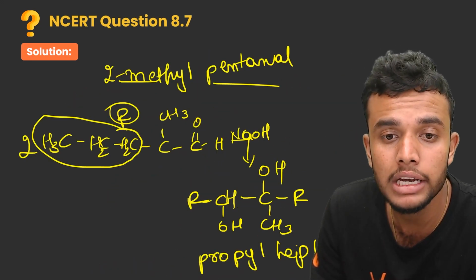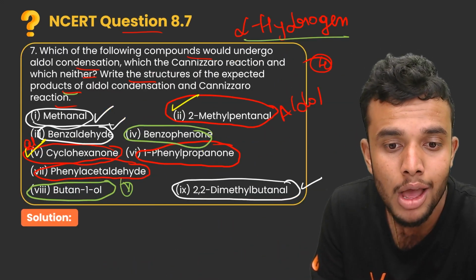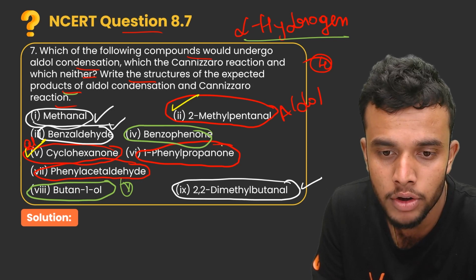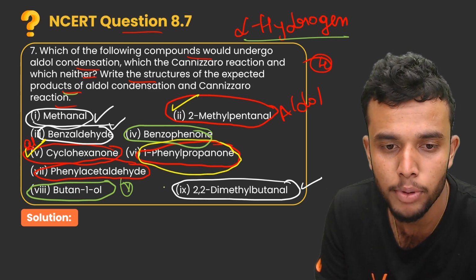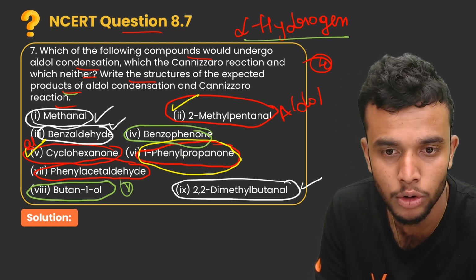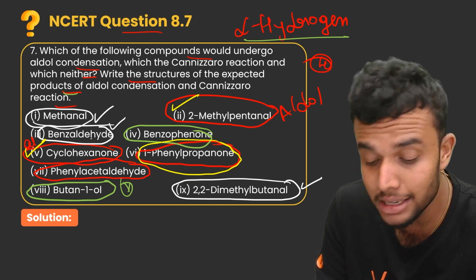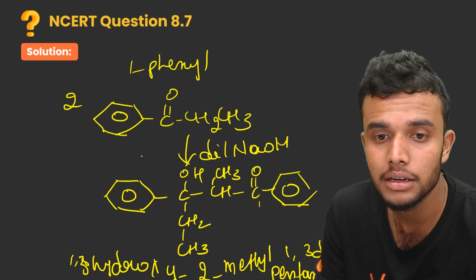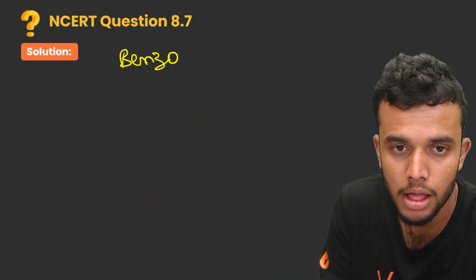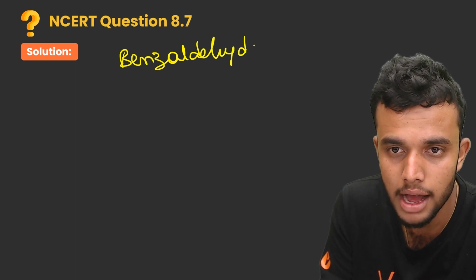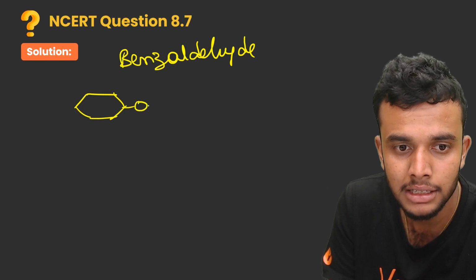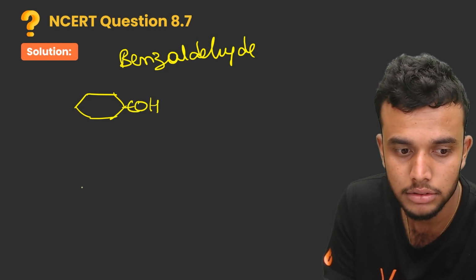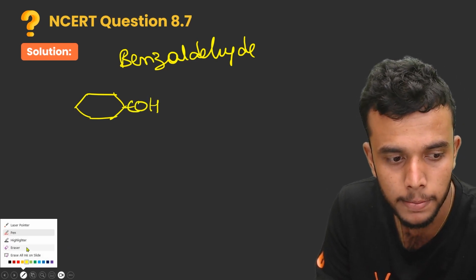The next compound to undergo Cannizzaro reaction is what? 1-phenyl propanone, right? Students, no, that is aldol condensation. It is benzaldehyde. What is the structure of benzaldehyde? This is right, this is the CHO. One second, I will write neatly.